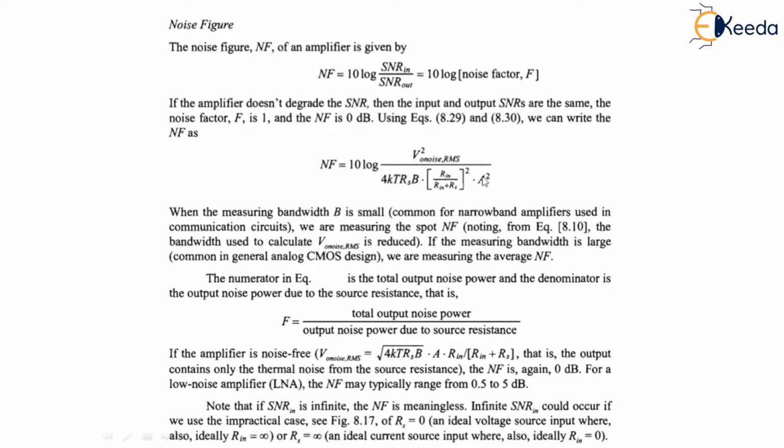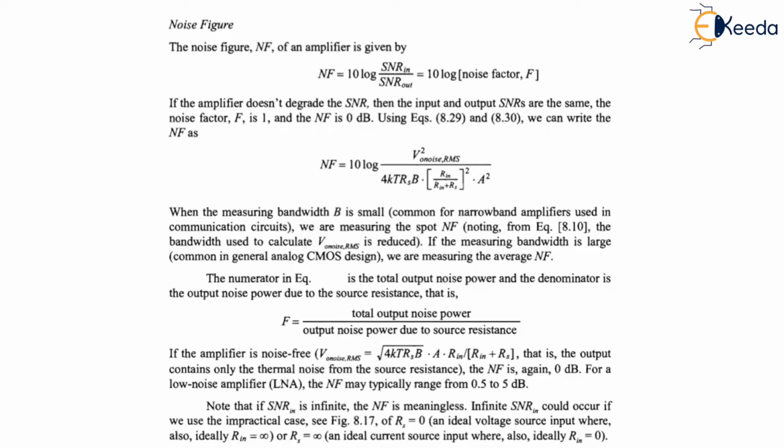So the noise figure can also be written as total output noise power upon output noise power due to source resistance. And if the amplifier is noise free, that is, the output contains only thermal noise from the source resistor, then the noise figure is 0 dB. For a low noise amplifier, the noise figure is from 0.5 to 5 dB, and if the input SNR is infinite, then the noise figure is meaningless.